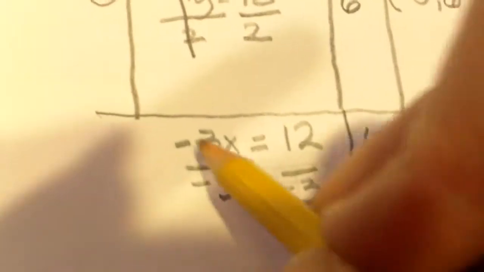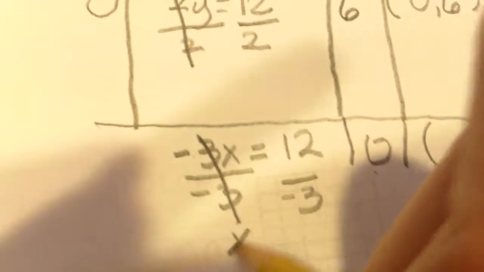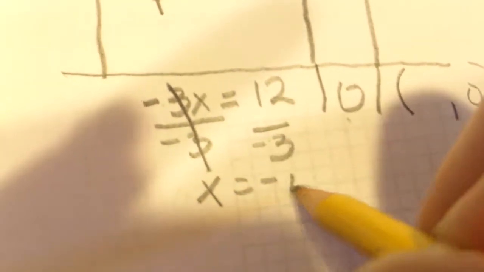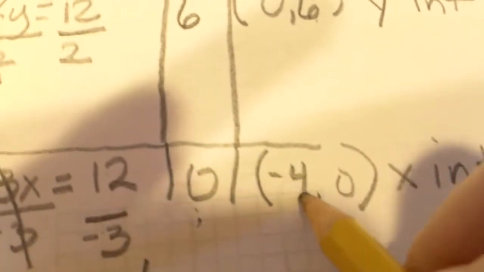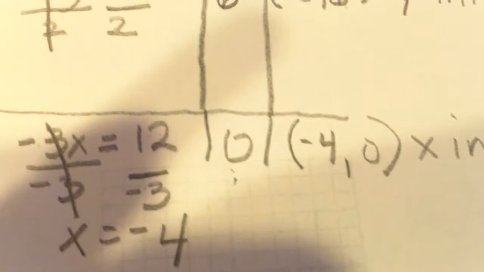Negative 3 over negative 3 is 1 whole. 1 times x is x. Positive divided by a negative is a negative 4. So when y is 0, x is negative 4. And that's my x-intercept. That's where it's going to touch the x-axis.